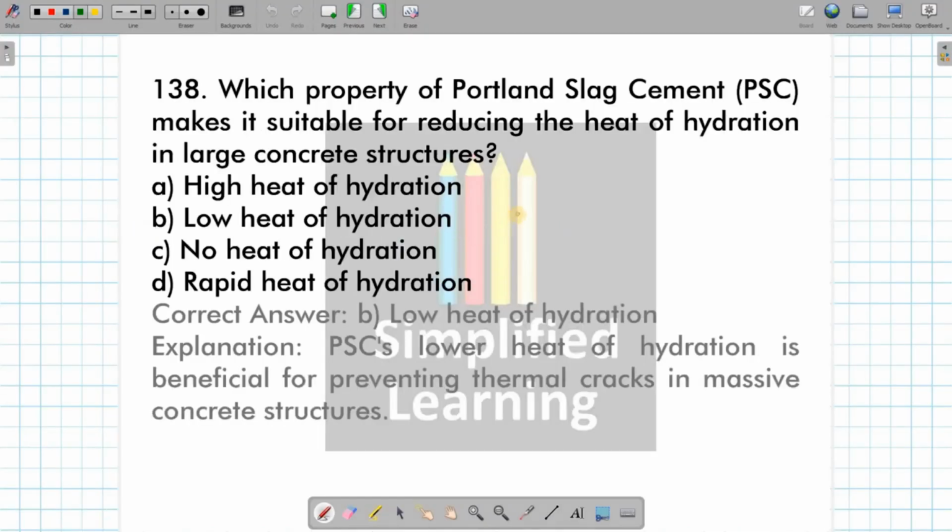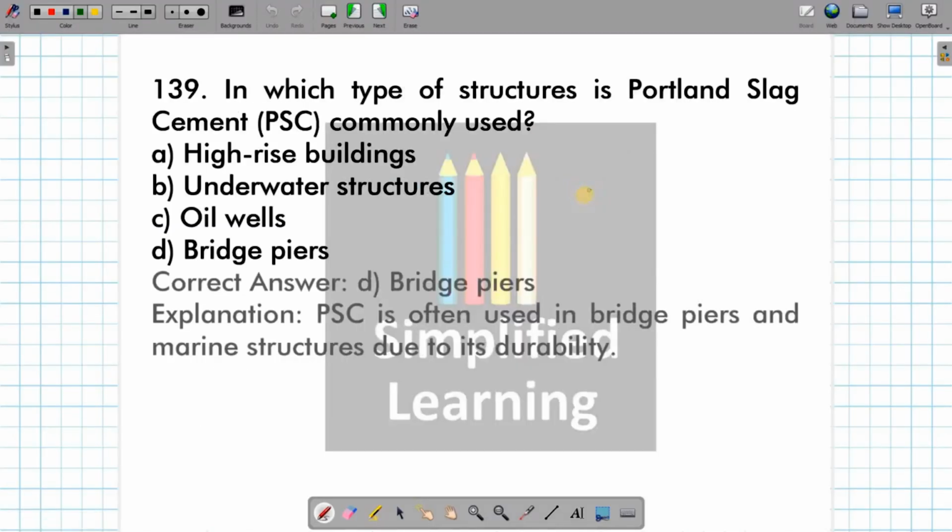Which property of PSC makes it suitable for large concrete structures? Obviously the answer is low heat of hydration. Large concrete structure means the structure such as dams where massive concrete is done and where we seek concrete with low heat of hydration. That's why we are going to use Portland slag cement, PSC. In which type of structure is Portland slag cement commonly used? It is bridge pier. Okay.